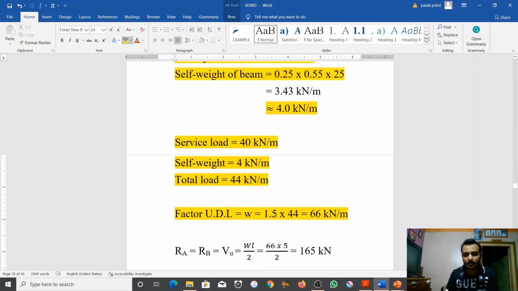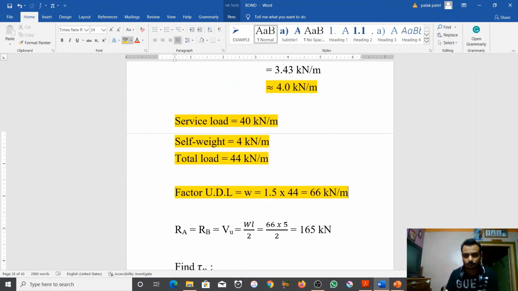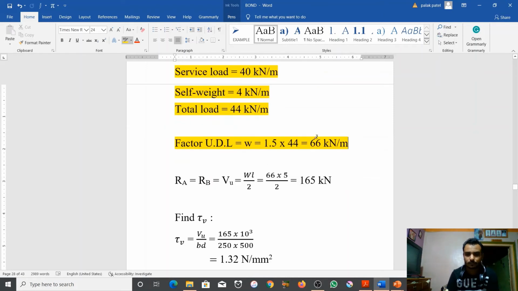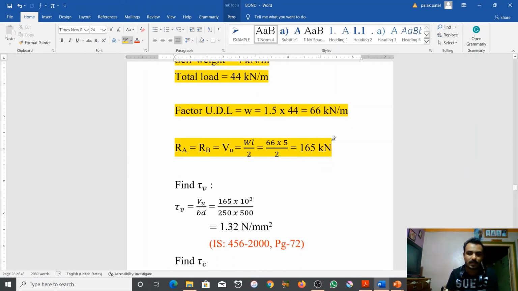Factored UDL is 44 multiplied by 1.5, so the total factored UDL is 66 kilonewton per meter. Then, using this UDL, we have to find the shear force Vu, which means finding the reactions at A and B. So Vu is equal to WL by 2, which is 66 into 5, where 5 is the length of the beam. So 66 into 5 divided by 2, we get 165 kilonewton.